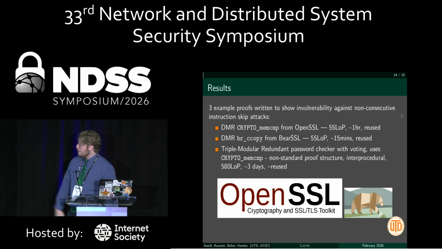So for crypto mem compare, it probably took me 40 minutes to write the normal proof and then 20 minutes to write the fault tolerance proof, and that was the first one I did. And once I realized that you could do that, conditional mem copy was probably 10 minutes for the initial proof and 5 for the fault tolerant one.